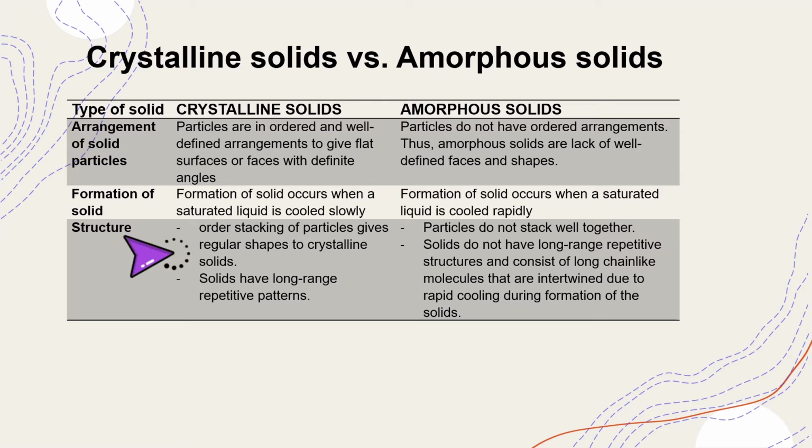For crystalline solid, because the saturated liquid is cooled down slowly, this causes the crystalline solid to have a more ordered stacking of particles in the structure, and the solid also has long-range repetitive patterns. For amorphous solid, because the liquid is cooled down rapidly, the particles in the amorphous solid do not stack well together. And in the solid, they do not have long-range repetitive structure, but consist of long chain-like molecules that are intertwined together due to the rapid cooling during the formation of the solid.